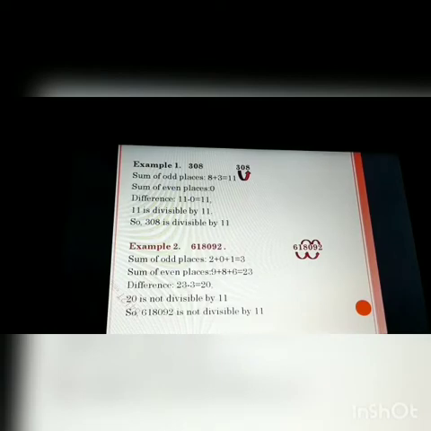Again we have checked the sum of the odd places and even places. Till question number 3 we have discussed. Now question number 4 here. Using the divisibility test, determine which of the following numbers are divisible by 11. Here a few numbers are given to you. Now we'll start. The first part is here.